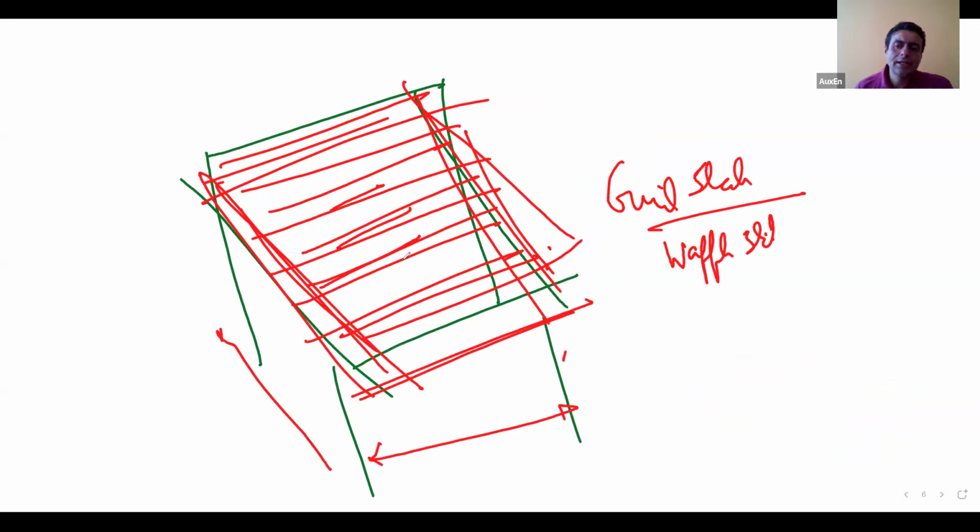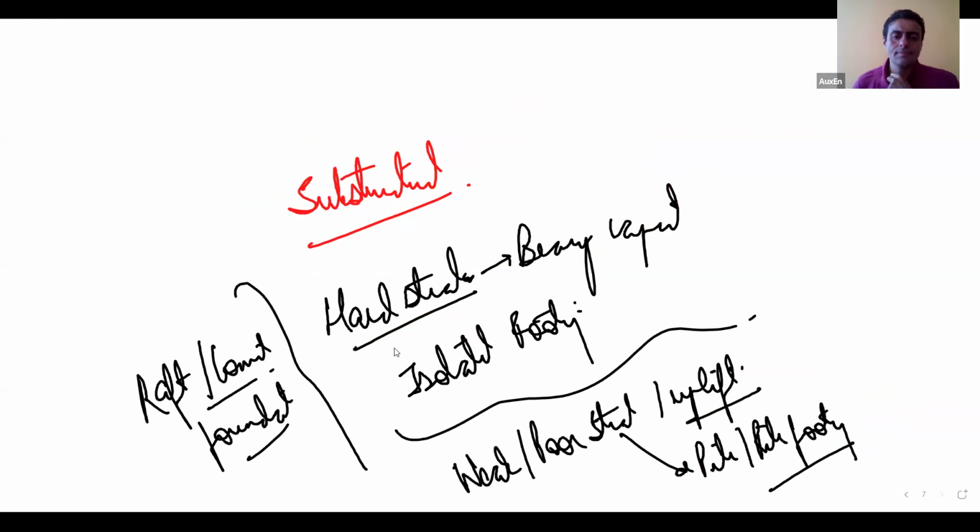Major design actions in grid slabs, waffle slabs, they are also again flexure and shear, talking about the slabs. So these were a few things that I just wanted you to understand related to structural systems.